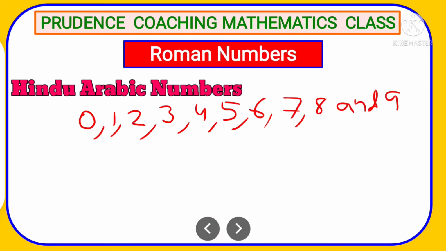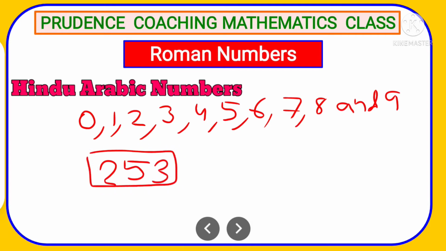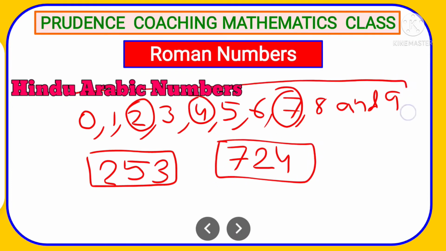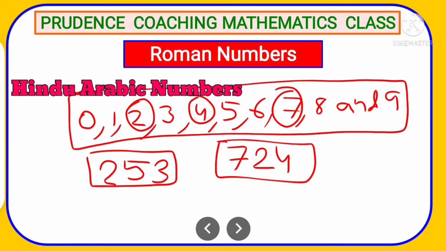Students, in our daily life we use these numbers for writing the numeral value. For example, if we write 253, we write 2, 5 and 3, that is 253. Now, if I write 724, we will use 7, 2 and 4 for writing 724. So, in Hindu Arabic numbers, we use these numbers for writing any numerical value.